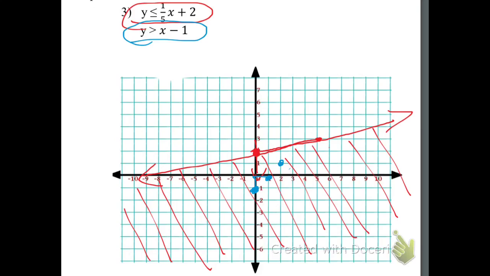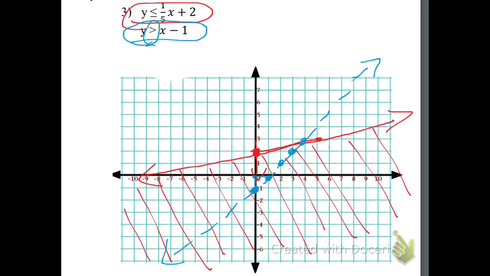Up 1, right 1, up 1, right 1, up 1, right 1. You got all these points, and now you're ready to draw your line. You know which direction it's going. Look at your inequality symbol. This is y is greater than x minus 1. It's not greater than or equal to, it's just greater than. Since it's just greater than, we have to do a dashed line that goes through these points. And we got our dashed line.